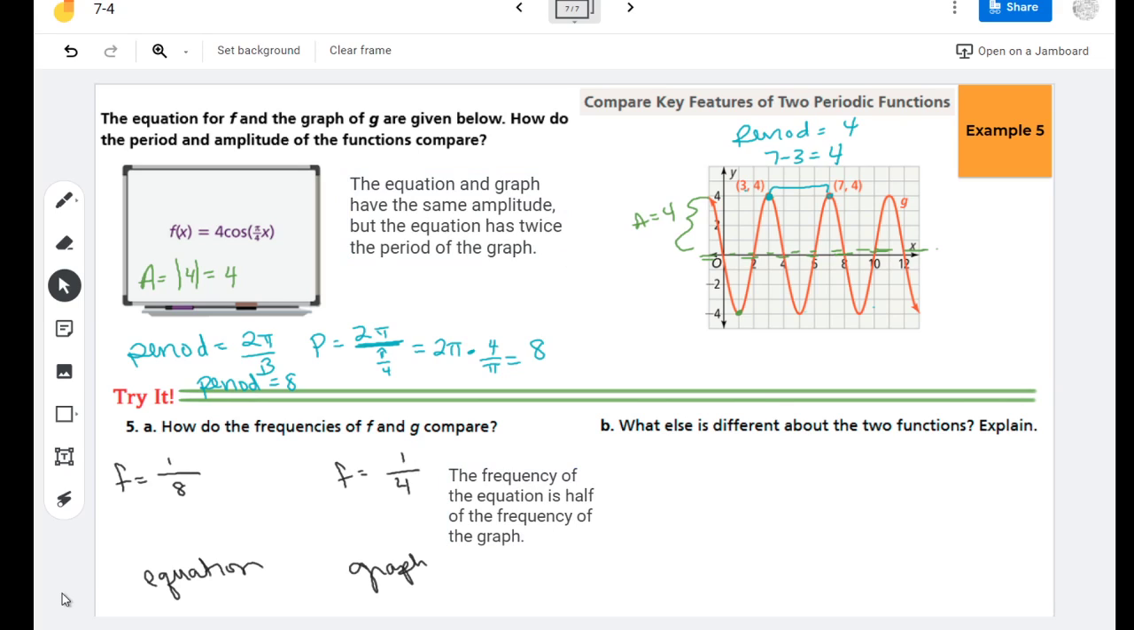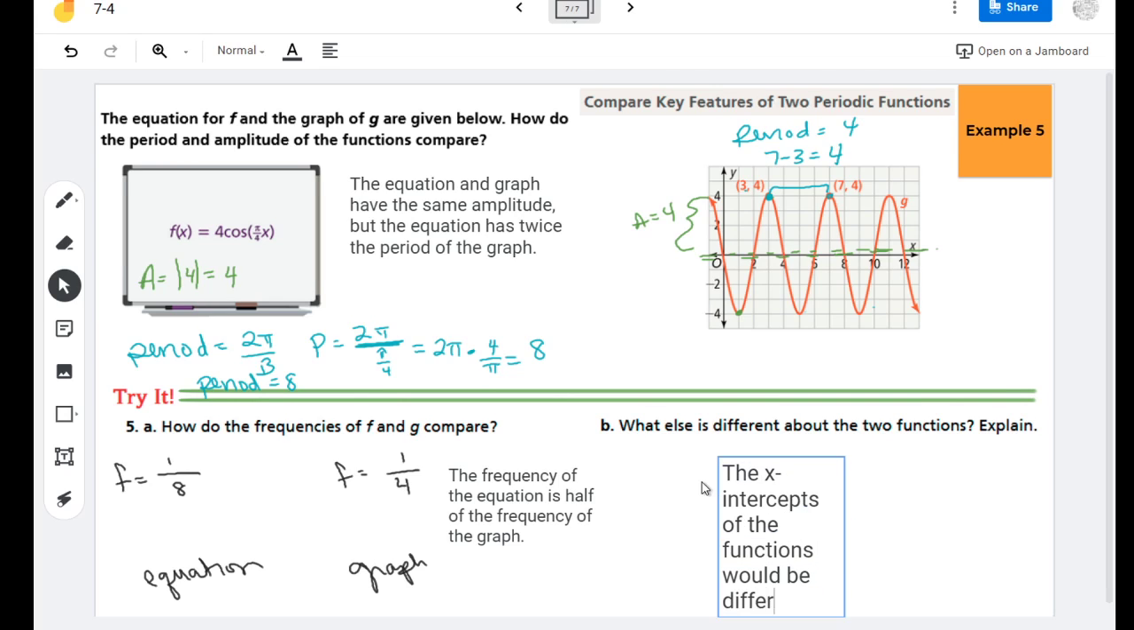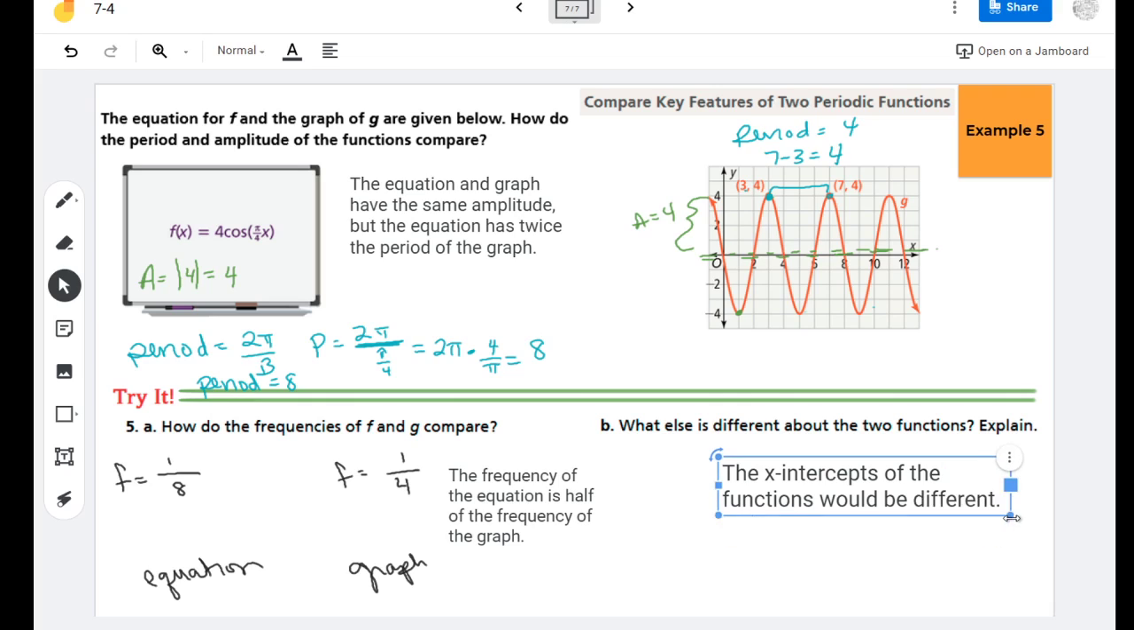The only other thing that's going to be different about these two functions is that because their periods are so different, the length between these bounces is going to be different. This is going to change the x-values, or the x-intercepts. So I'm going to say the x-intercepts of the functions would also be different.